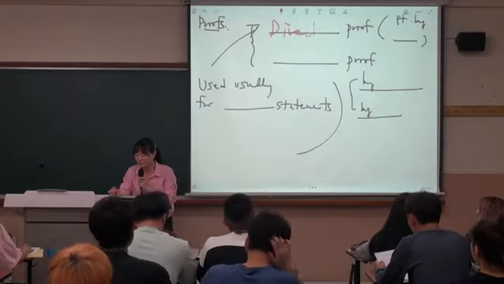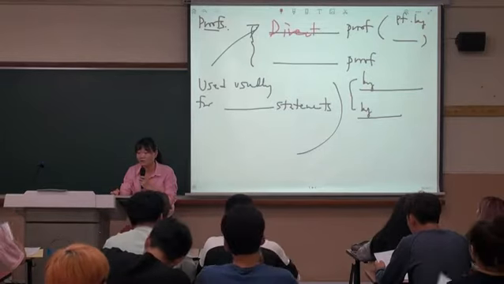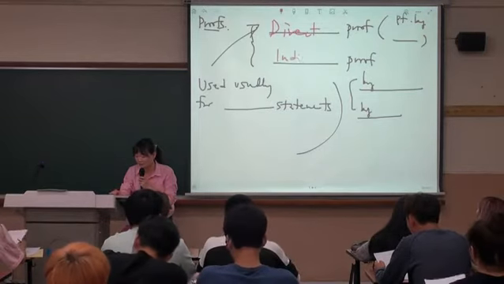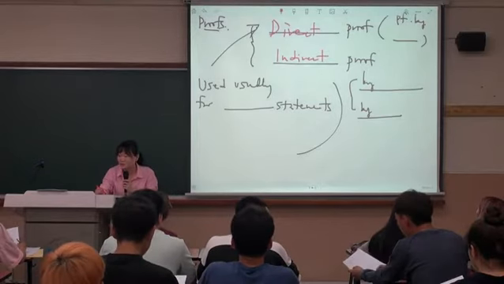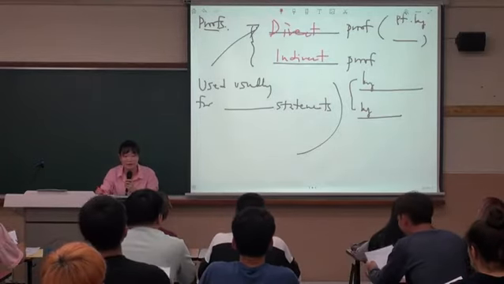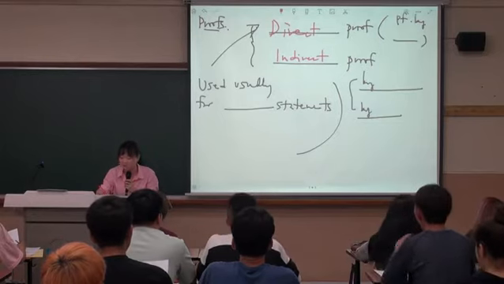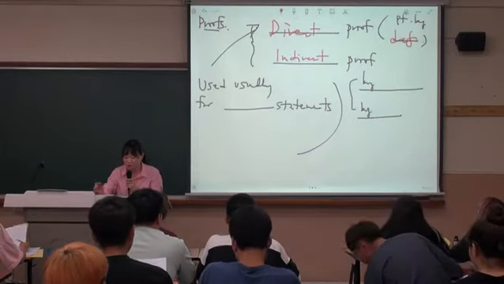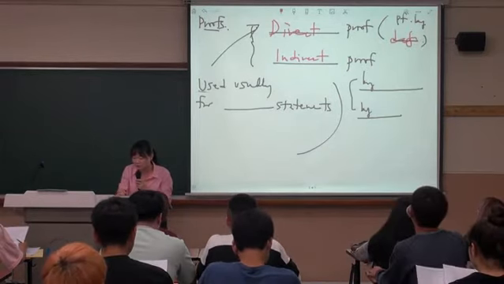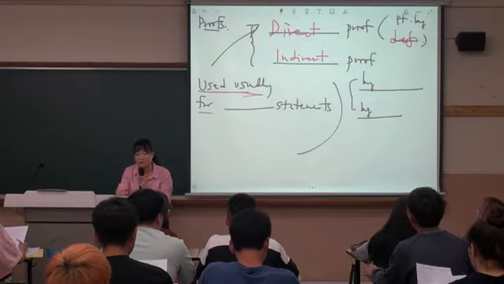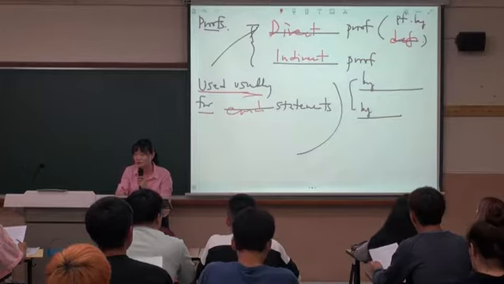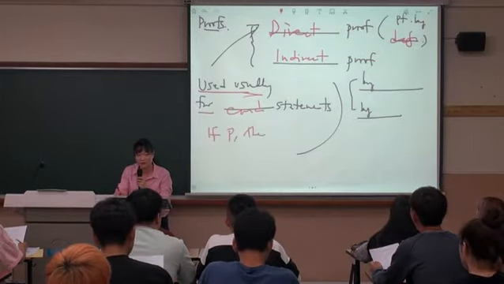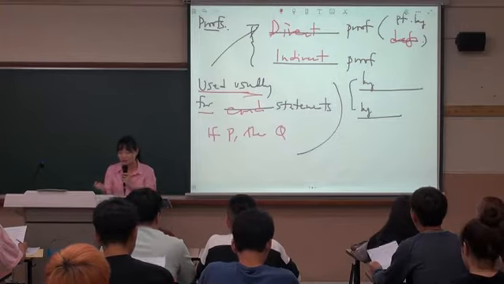Direct proof and indirect proof. So direct proof is sometimes called proof by what? Definition, right? So usually direct proof is used for what kind of statements? Conditional statements. What are conditional statements? If P, then Q, or P implies Q, right?